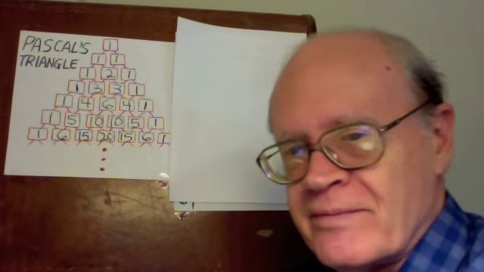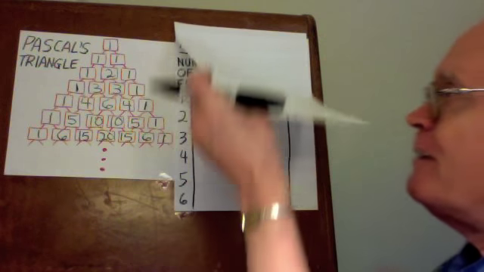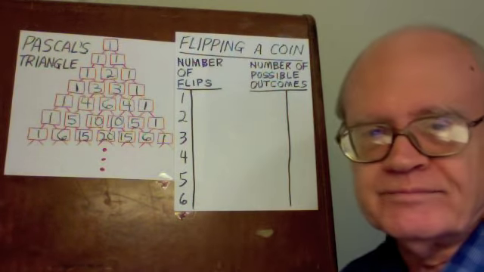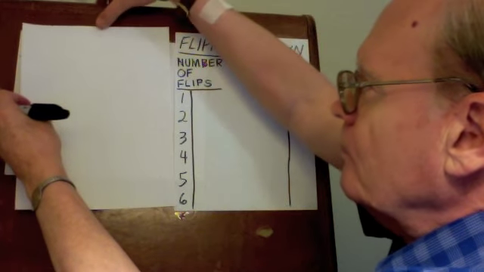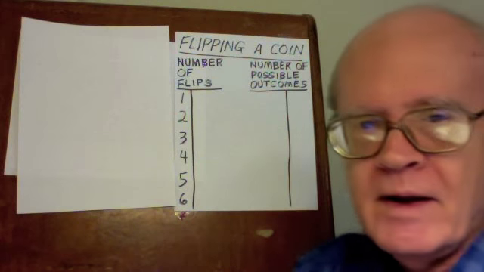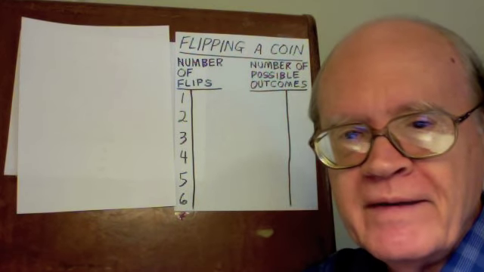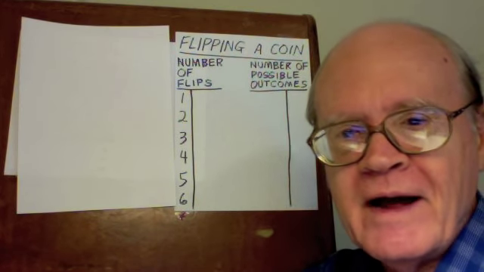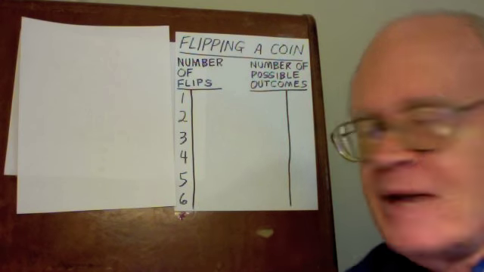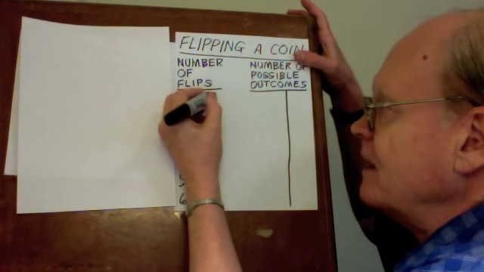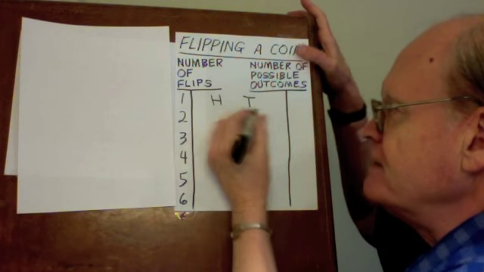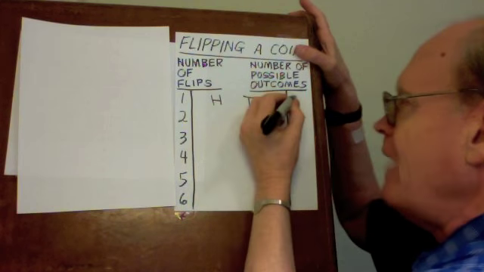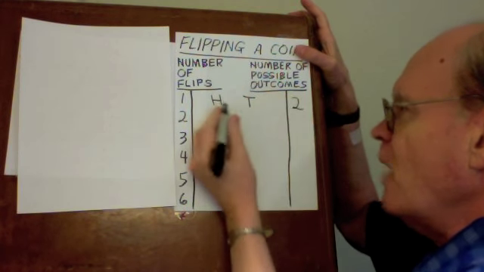Now the other lesson is about flipping a coin. If I flip a coin repeatedly, how many possible outcomes are there? Well, if I flip it only once, it might come up heads or it might come up tails. I'll put H, T. H for heads, T for tails. That's two possible outcomes when I flip the coin once.